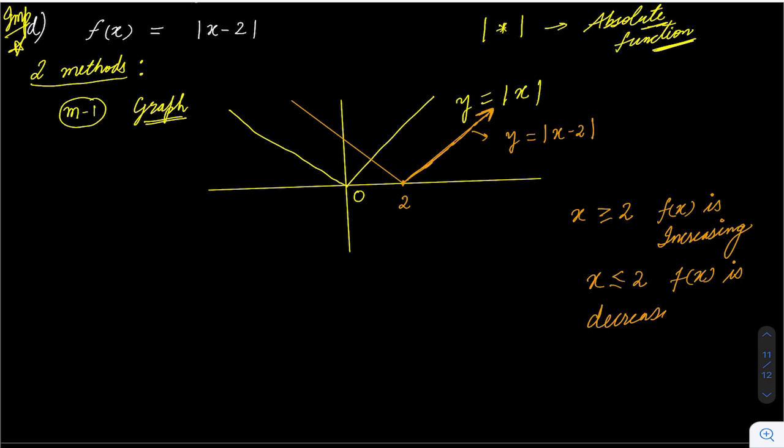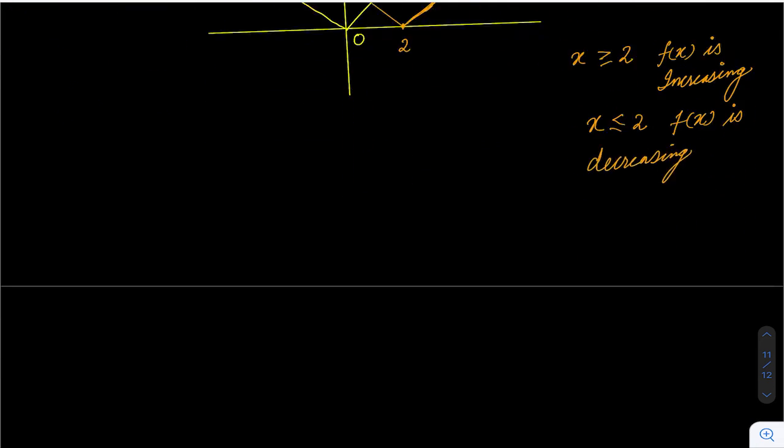So this is one of the ways. You draw the graph and then you see whether it is increasing or decreasing, or at which interval or which points of x or set of values of x it is increasing or decreasing. This is the first method.